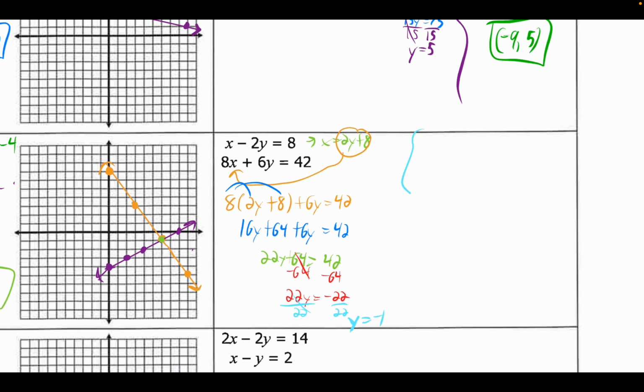Now I plug that into either my original equations or my revised one, which is what I'll do. And I get x equals 2 times -1 plus 8, which is -2 plus 8, which is 6. So that's 6 comma -1.